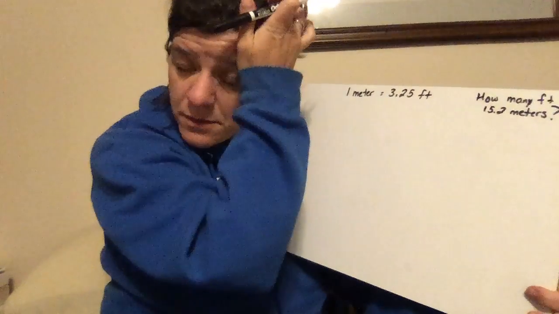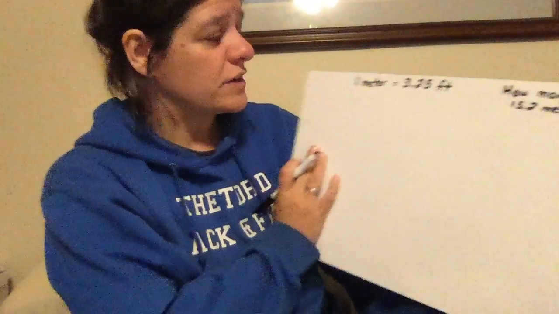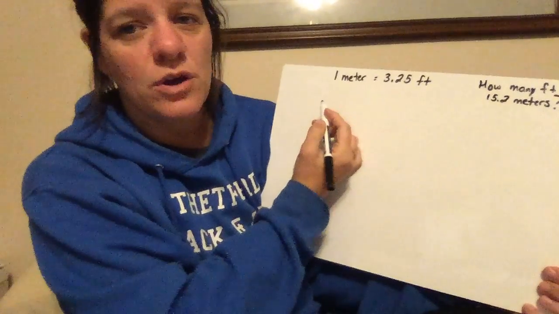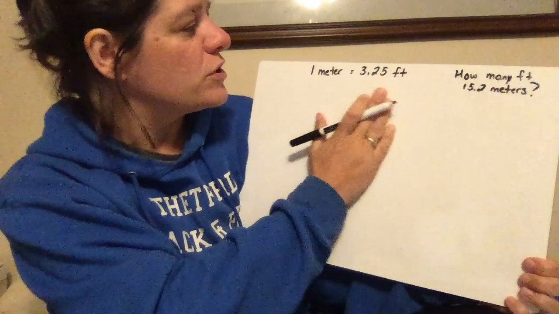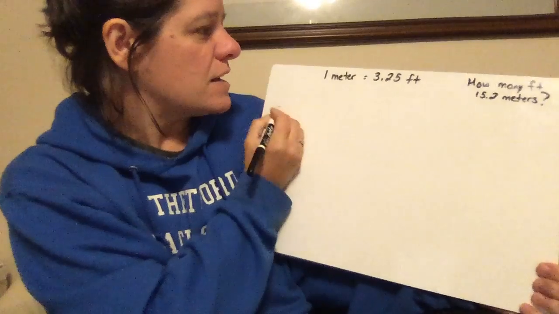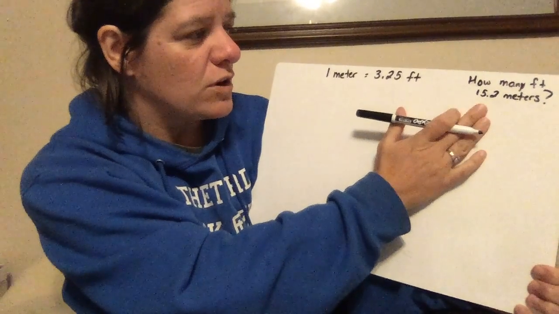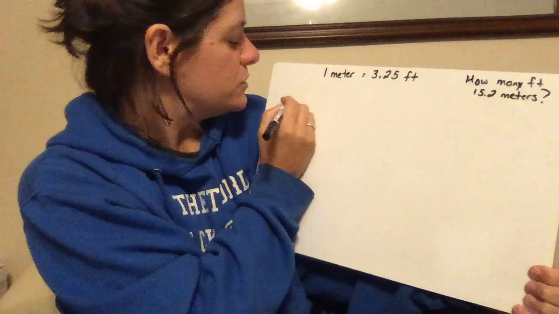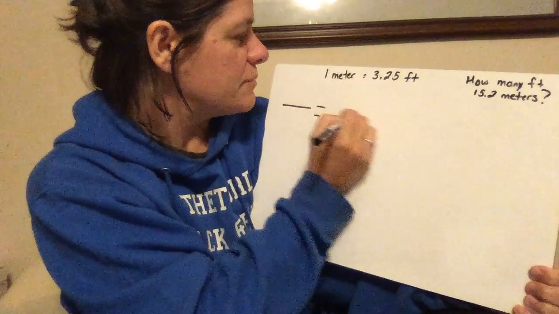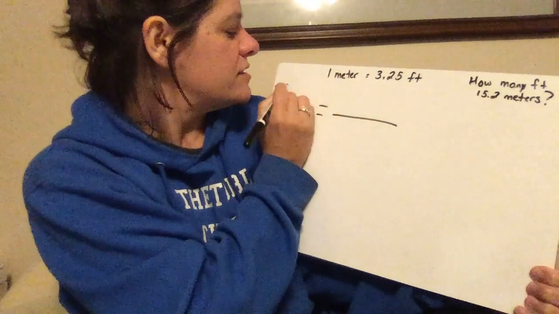Okay, so let's take a look at using proportions with conversion factors. So if I have the conversion factor of 1 meter equals 3.25 feet, and I'm looking to see how many feet there are in 15.2 meters, I can make a proportion. So I can set this up either way.